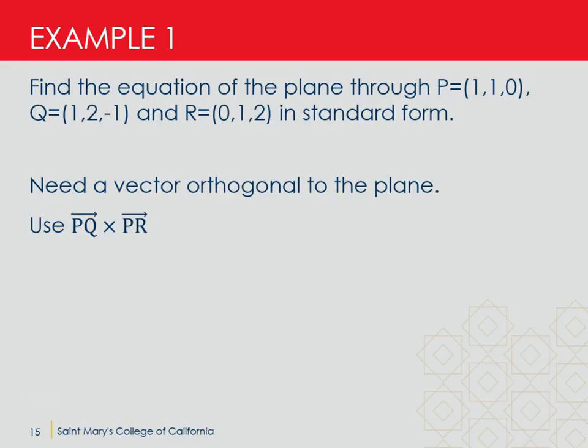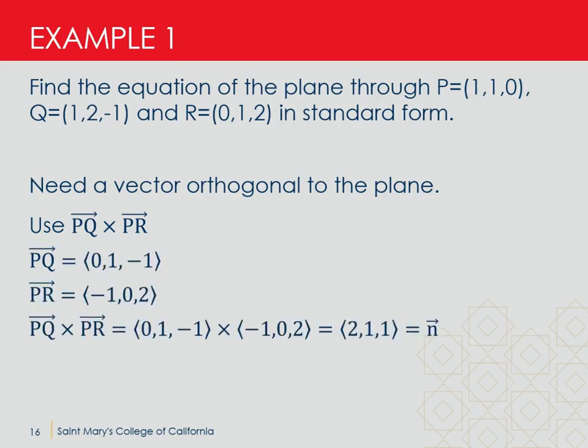So I say we go from P to Q and P to R, and I say that's not unique. We could have chosen Q to P and Q to R, or some variation on that, but this seems the simplest. So PQ, well, how do we find PQ? Well, we take the elements of Q minus the elements of P. How do we find PR? Well, the same way. So we take the 0 minus the 1, minus the 1, and the 2 minus the 0. And so that gives us the two vectors, PQ and PR, and now we can take the cross product of those two vectors, and we get (2, 1, 1), and that is our normal vector. Right, that is the vector that's normal, that's orthogonal, that's perpendicular to our plane.